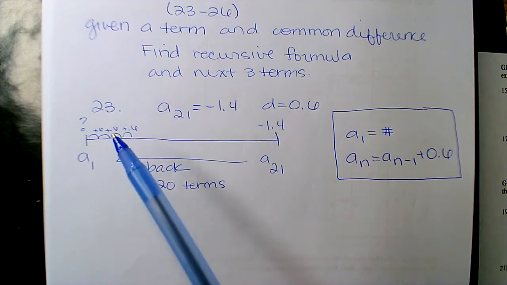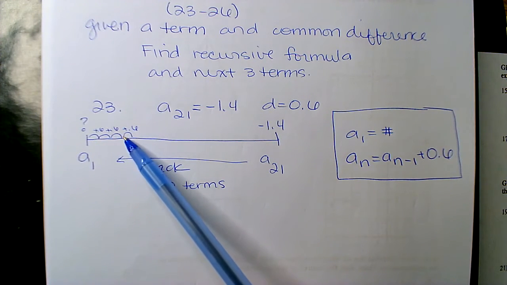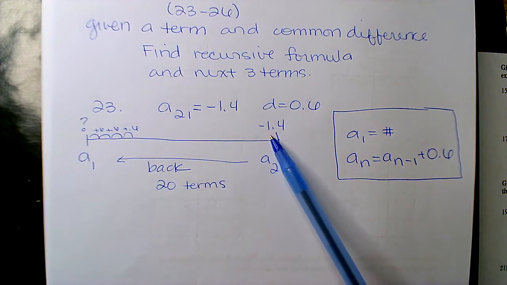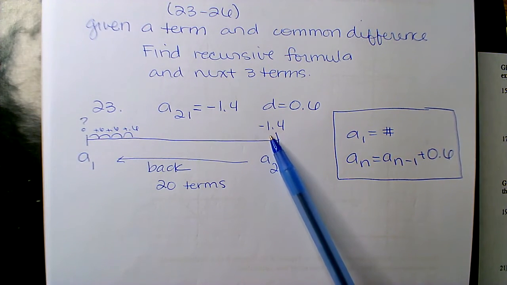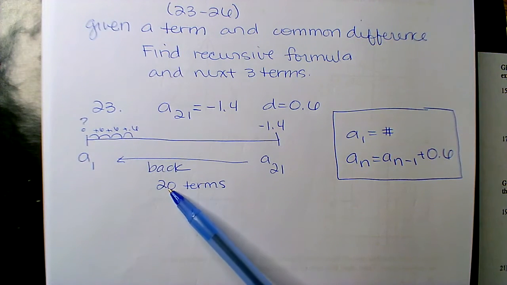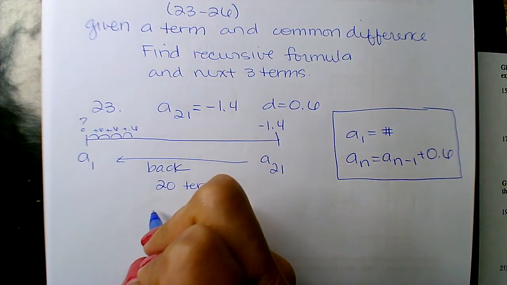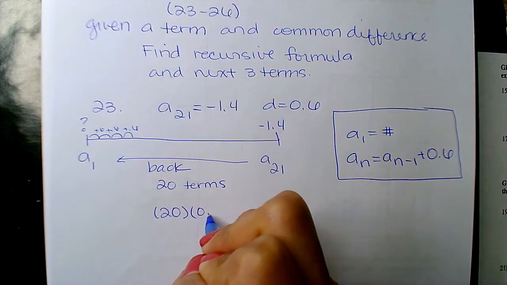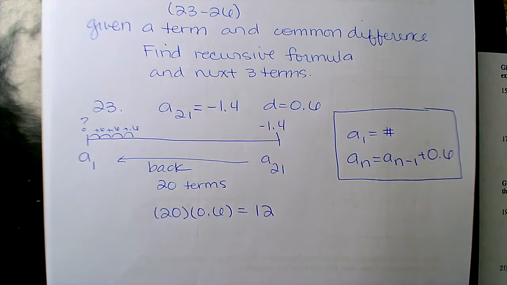Because if you're 0.6, add 0.6, add 0.6, add 0.6, all the way over here, how many times did you add 0.6? 20 times. So what is 20 times 0.6? 12. Get a calculator if you don't believe me. The decimal moves, right? And then the 2 times 6 is 12. Okay, so 12. I added 12 units from the first term to the 21st term.